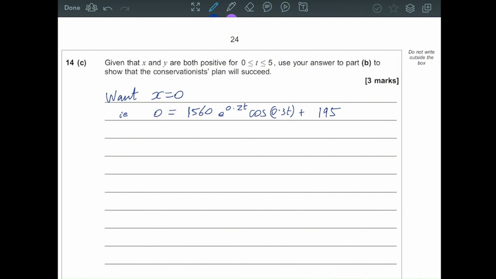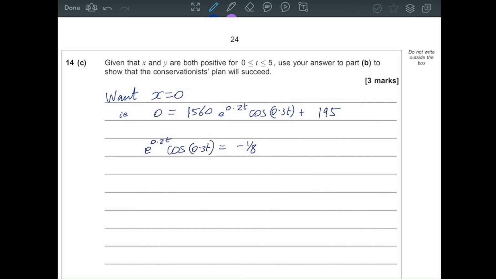Okay, so given they're both positive for that time, use your value, use your answer to show their plan will succeed. So if I do try, I'm a little bit worried because solving an equation with mixed exponentials and trig is officially not possible. So this is negative an eighth. So how can I show that this does indeed become 0 at some point?